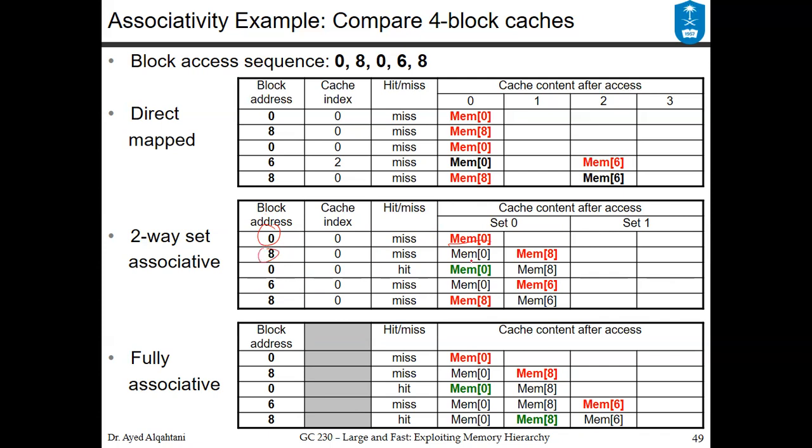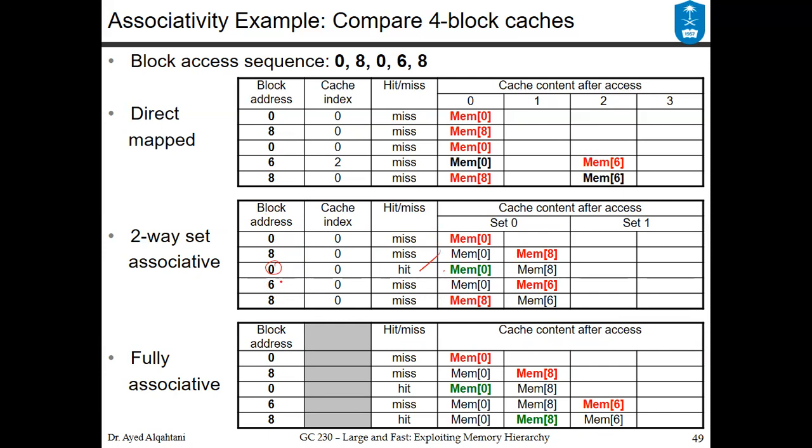Now what happens at the beginning, you have this access, so you put the content of the memory there, followed by 8. So now you don't have to overwrite memory 0 because there is another location that is empty, and you put the content of the address 8 in this location. Now you are accessing 0, but luckily we didn't overwrite it since we have more space. And this is the advantage of the associativity. And because of this, we were able to access mem0, and it was a hit.